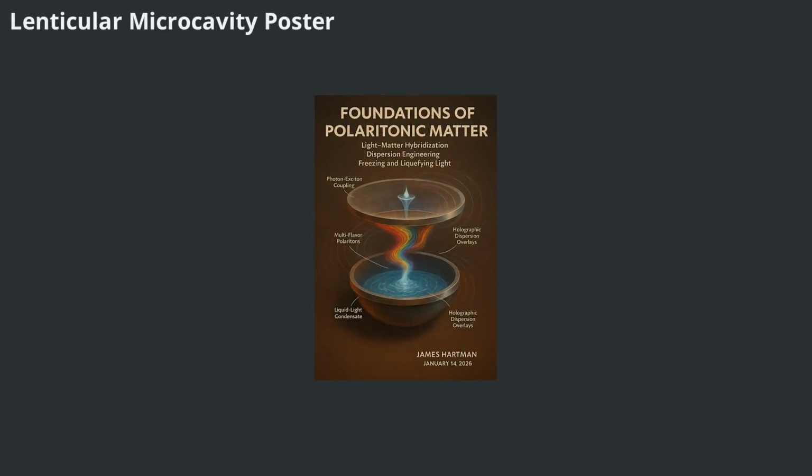The Chapter 1 poster, rendered in ultra-realistic style, visually anchors the Hartman Polaritonic Matter Framework. It features a lenticular microcavity, frozen light basin, liquid light condensate, and spectral polariton channels, all integrated with engraved authorship. This image sets the tone for the entire visual dossier, combining scientific rigor with artistic clarity.